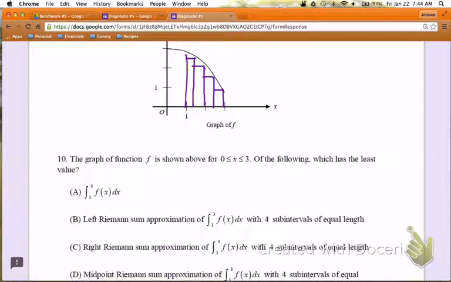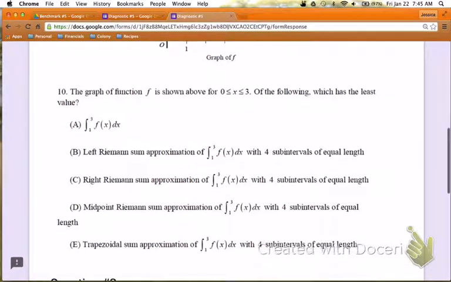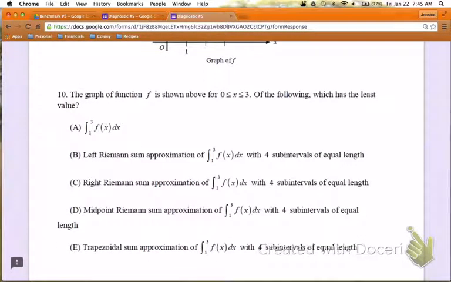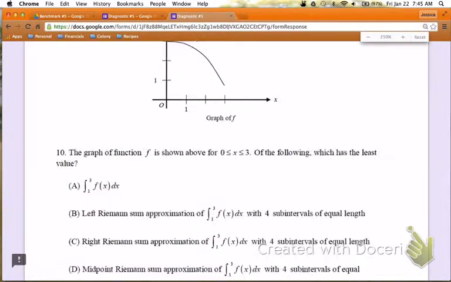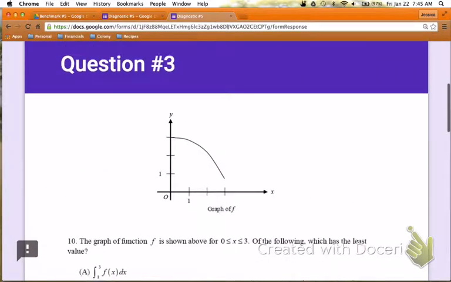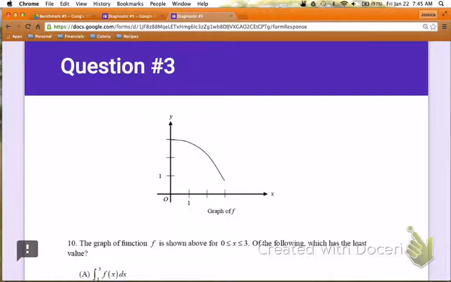Let's see what D and E say. D is the midpoint and E is the trapezoidal sum. So let's see which would be smaller of those. For midpoint, I use my little four subintervals, and from the middle, it would be here, here, here, and here. Notice that some of it's under, some of it's over.